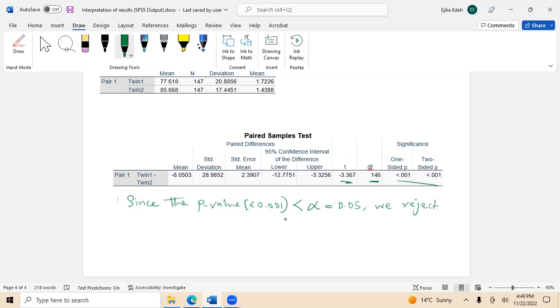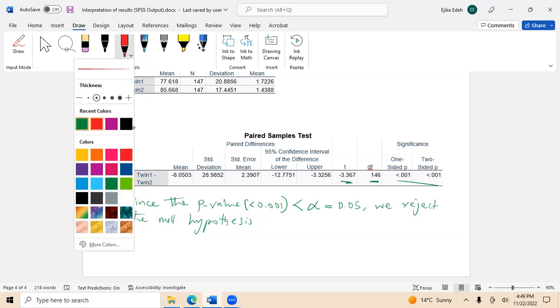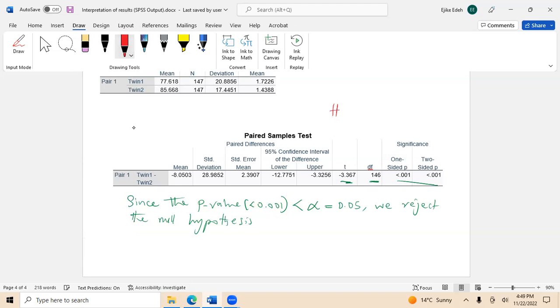We can write it in full. We reject the null hypothesis. And what is the null hypothesis here? Let me write it in red. Remember, we're dealing with a paired sample. We did say that the null hypothesis is that mu d is less than 0. If we expand that, this is saying the difference in mean is smaller than 0, and the alternative is saying the difference in mean is not smaller than 0.